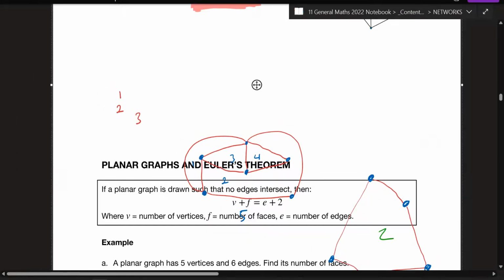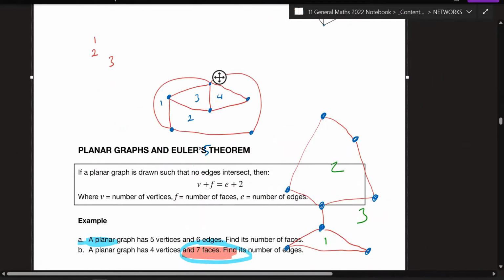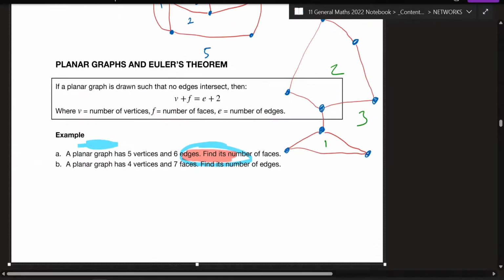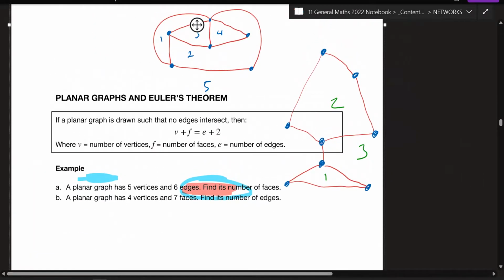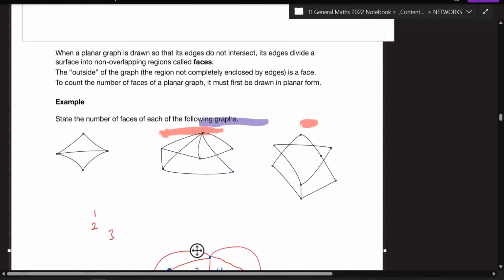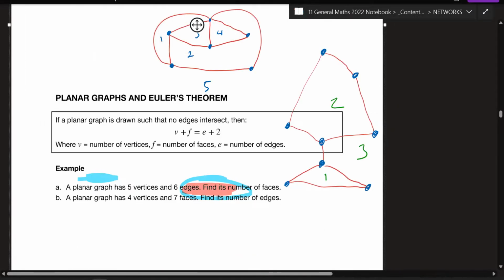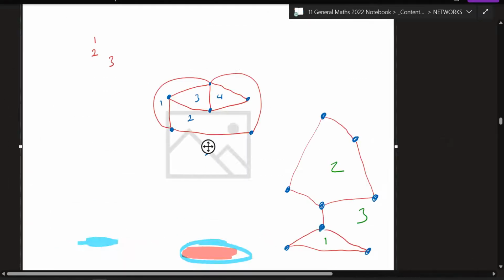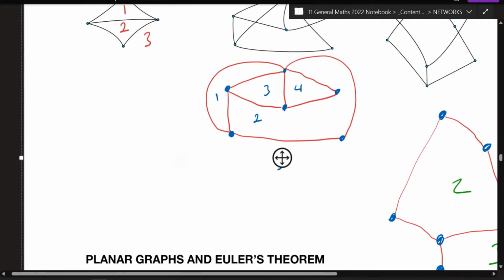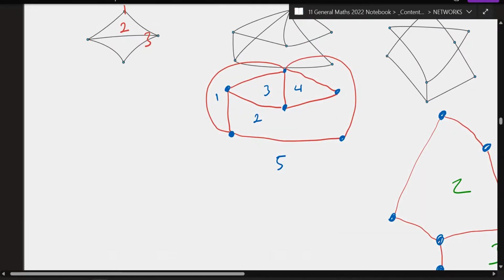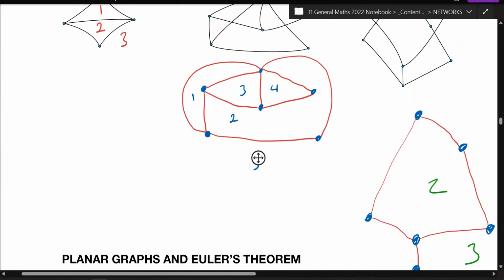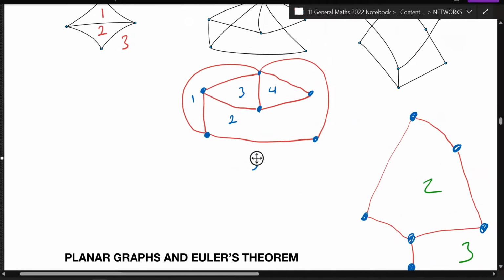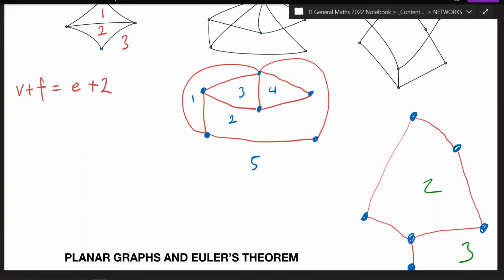And then you've got equals E, which is the number of edges plus 2. Okay, so let's prove this. Let me go to this as an example to prove if something is planar or not. So V plus F is equal to E plus 2. Remember, V is the vertices, F is the faces, E is the edges.